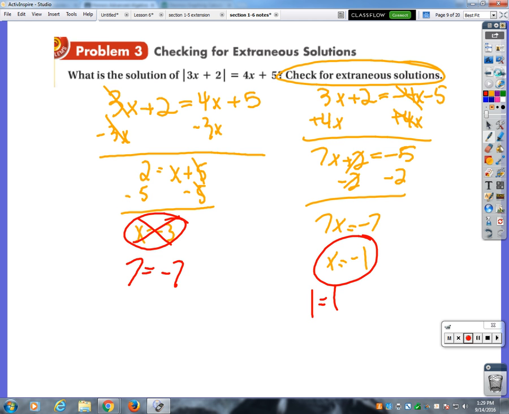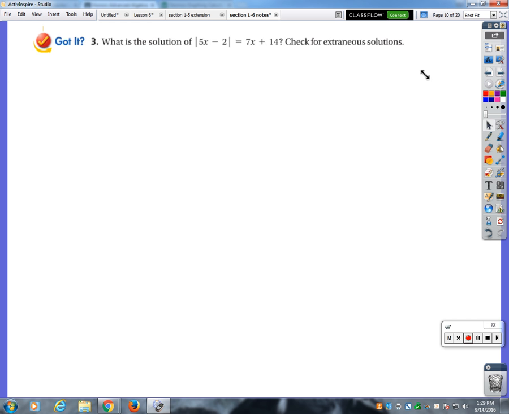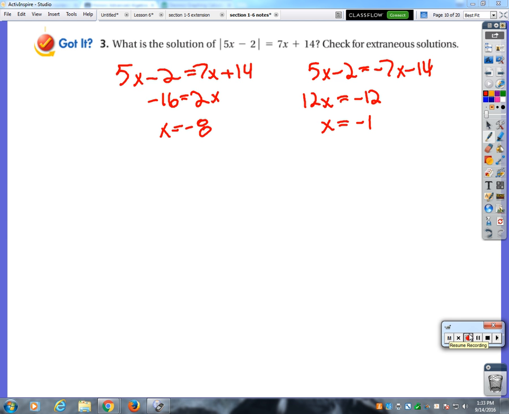All right, so you give this a try on your own. I got that far. The first part is there on the board, so you can check your work if you want.